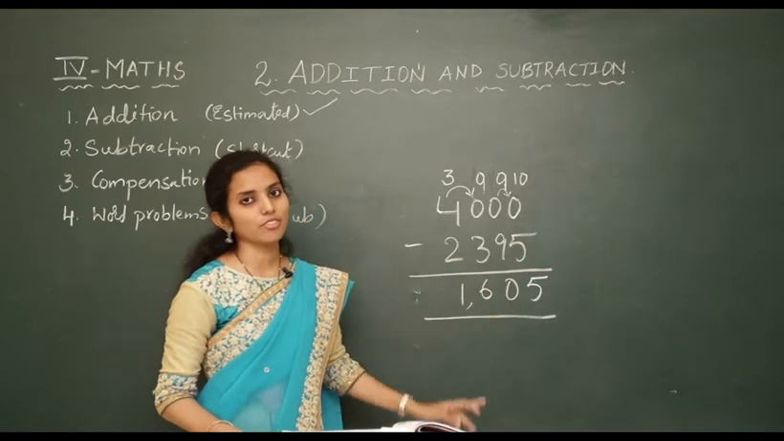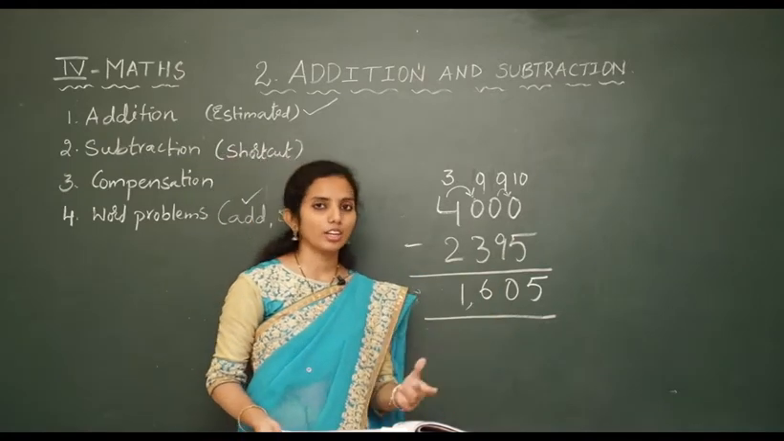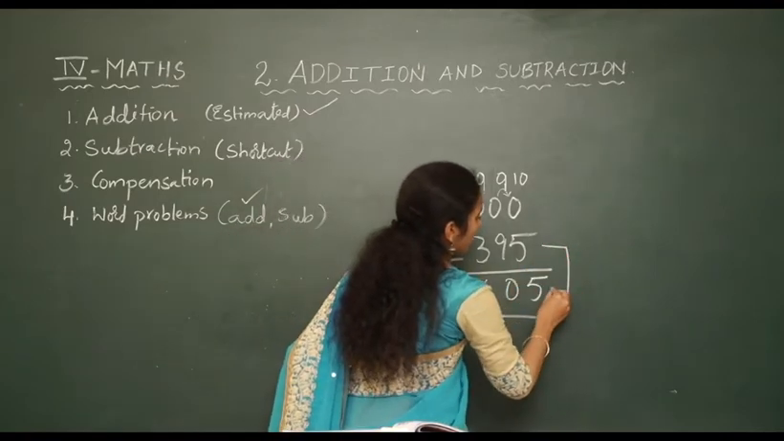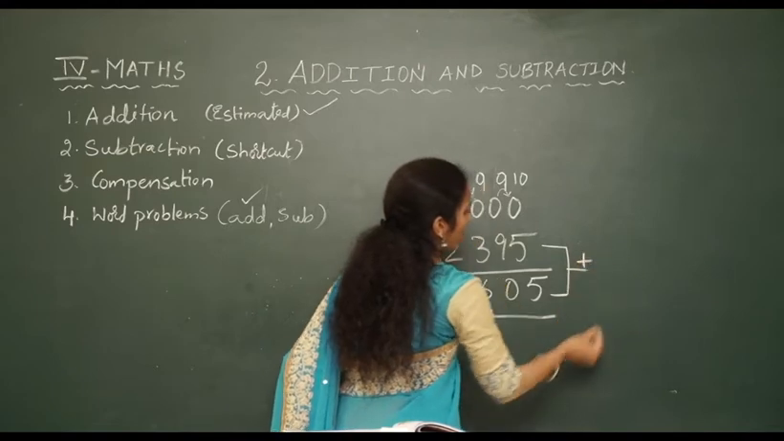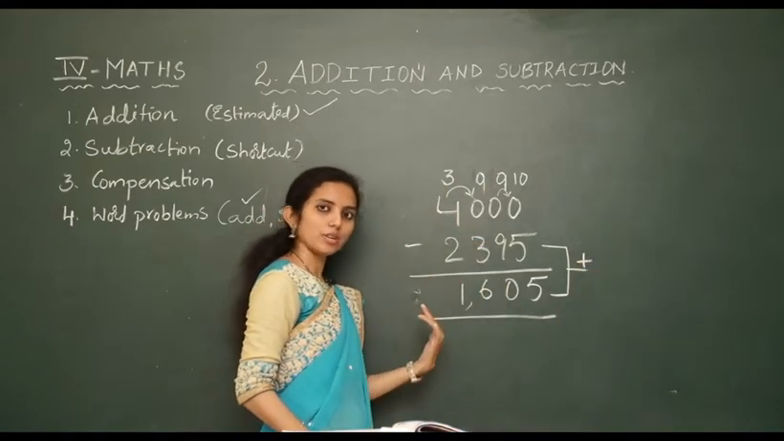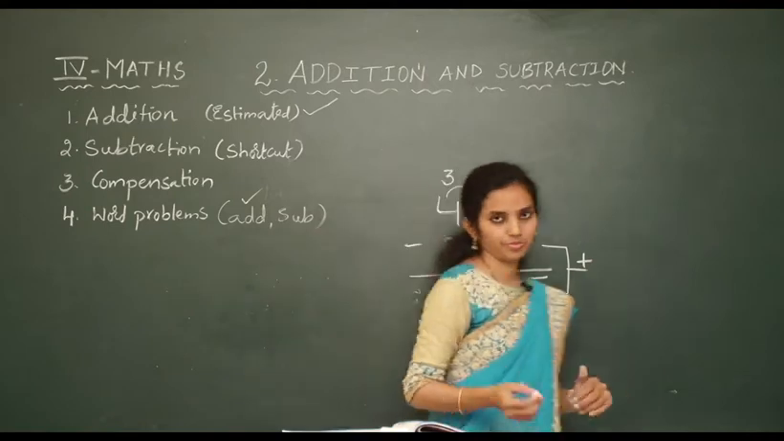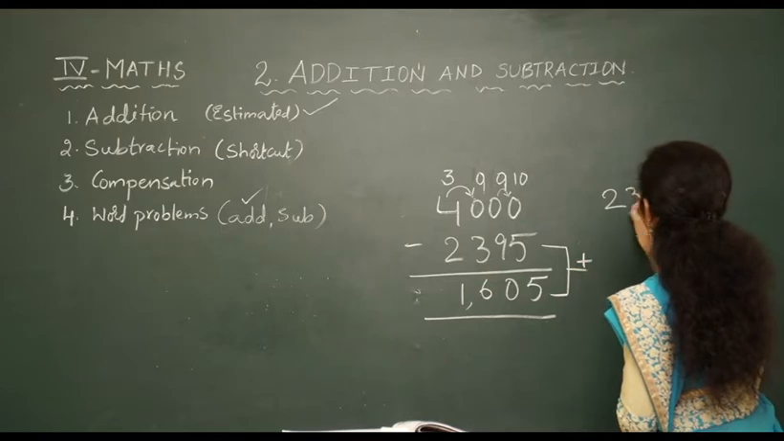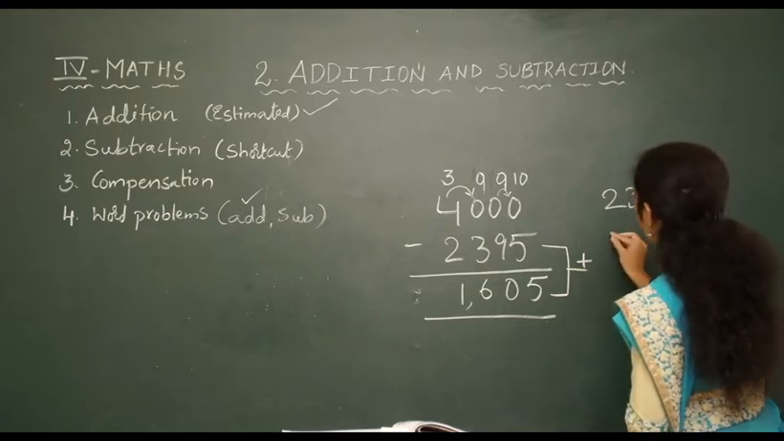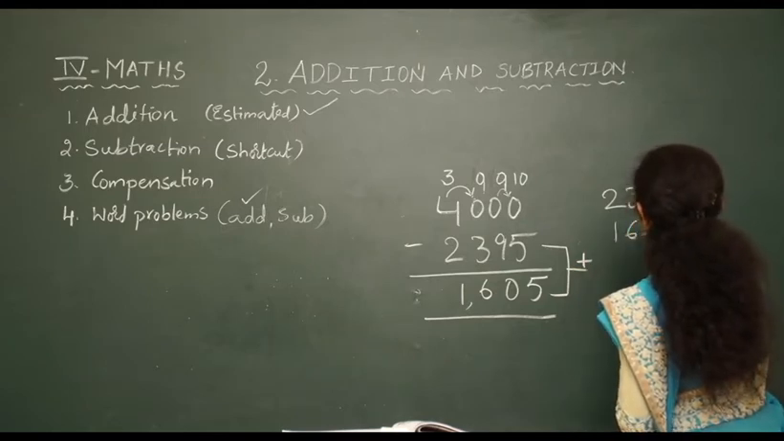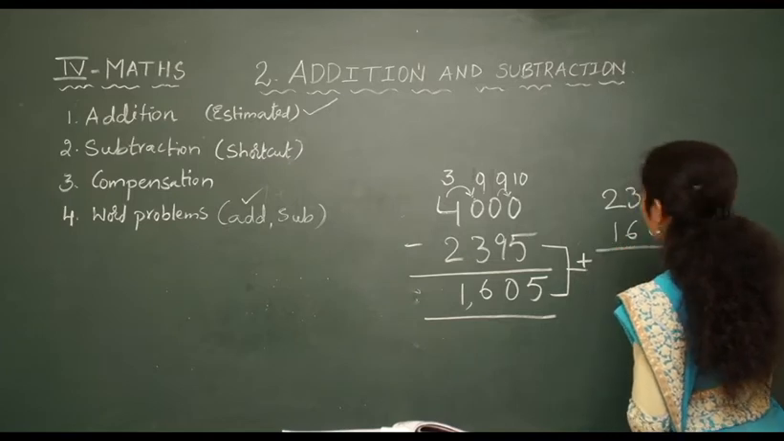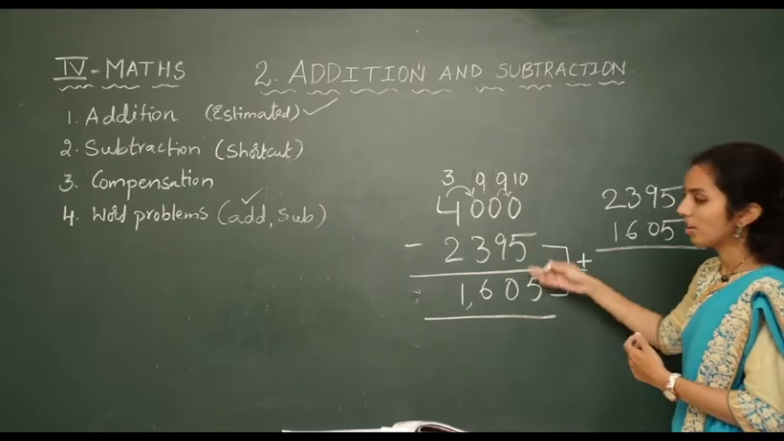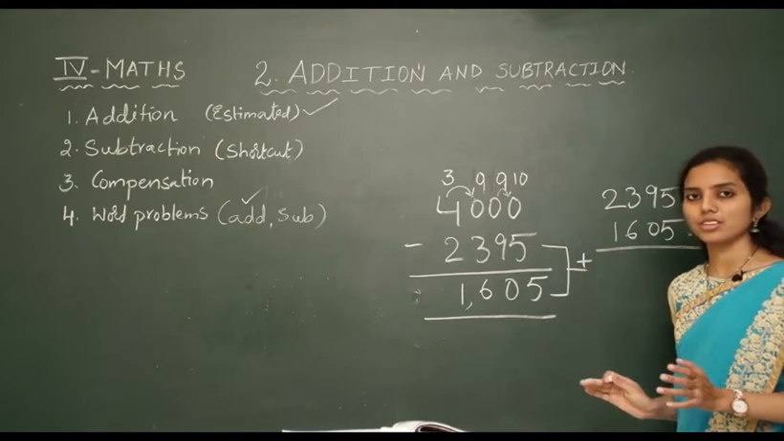Now let us cross check whether the subtraction we did is correct or wrong. So what is the method for cross checking? Add these two numbers. If the result is this number, then your subtraction is correct. So 2395, 1605. In last class we have seen addition can be done in any order, in this order or in this order. That doesn't make any difference in the result.